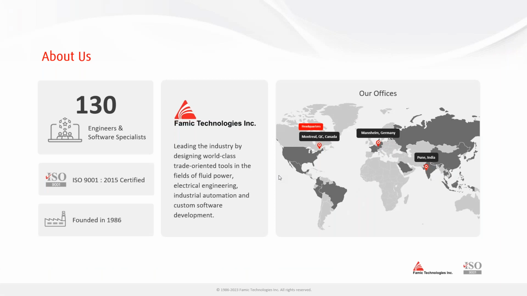Before we start, I would like to give a brief introduction about my company, what my company does, and what all our products are. Our company name is Famic Technologies. We have three offices. Our headquarters is in Montreal, Canada. Apart from that, we have two other locations, one in Germany and the other in Pune, India.